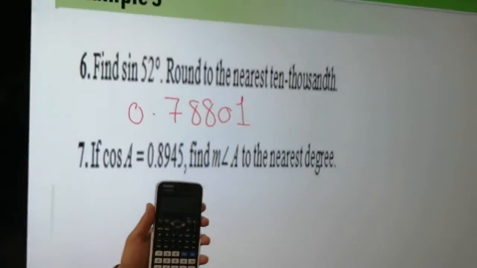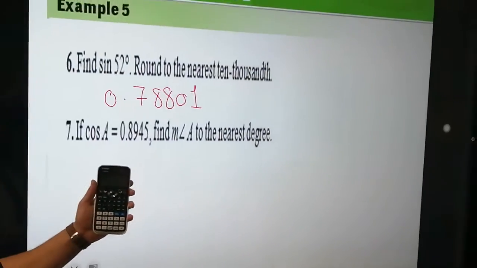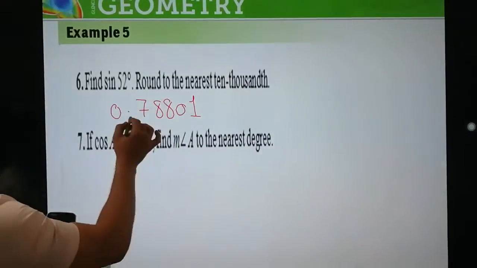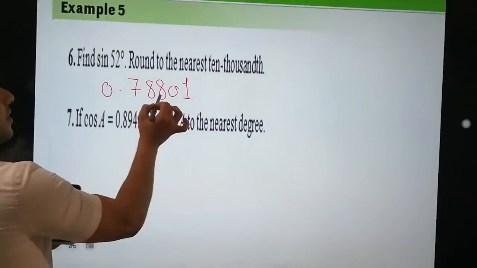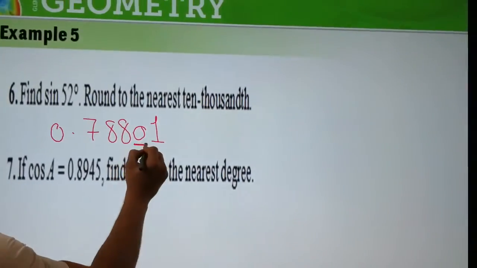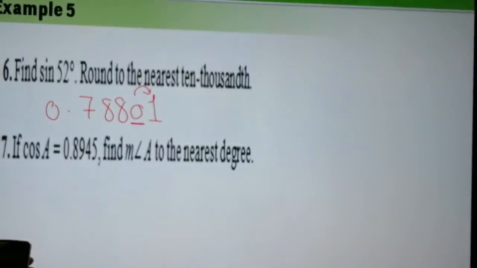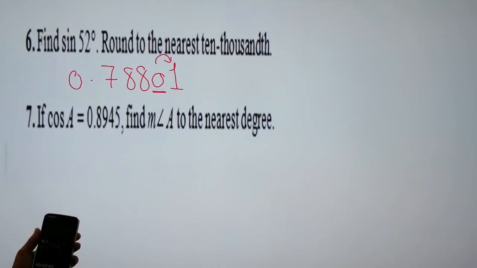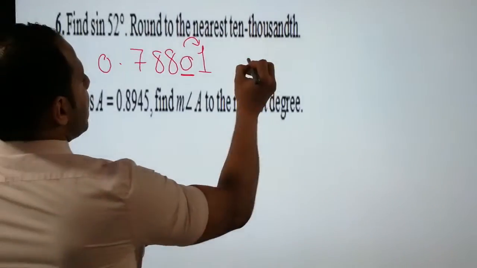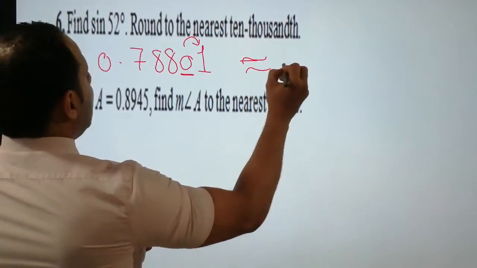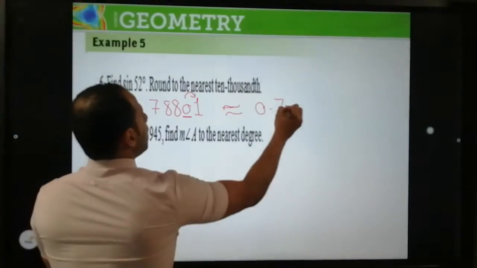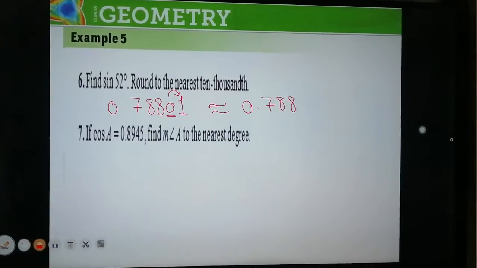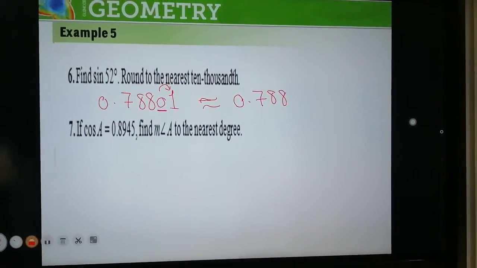And then he said to the nearest 10,000th. This is the 10th, 100th, and here the 10,000th. Stand here and look at the digit 1. Is 1 a weak or strong number? Weak number, so don't give anything to the 0. So the result is approximately 0.788. This is my answer. I'm going to number 7.